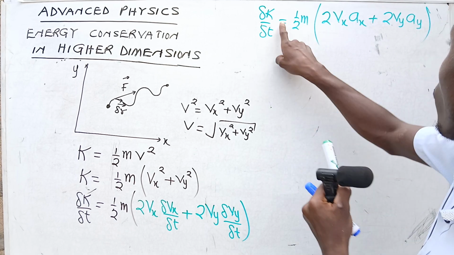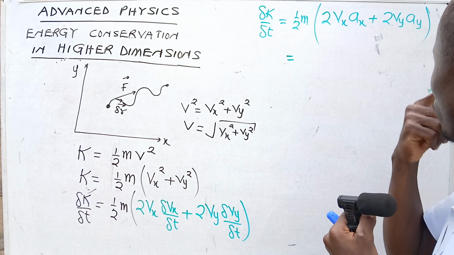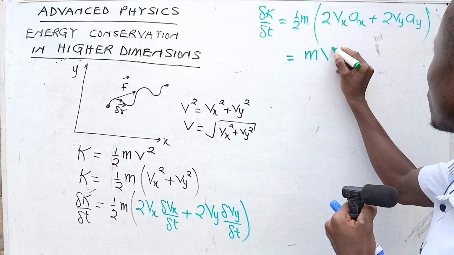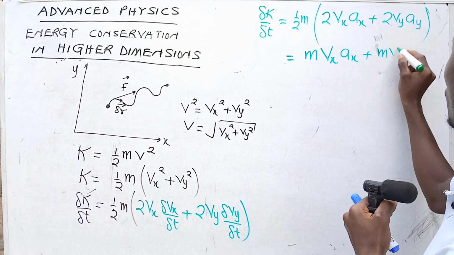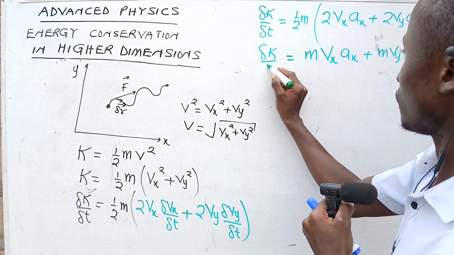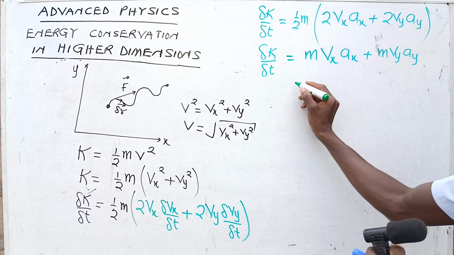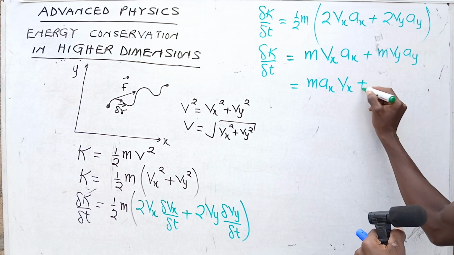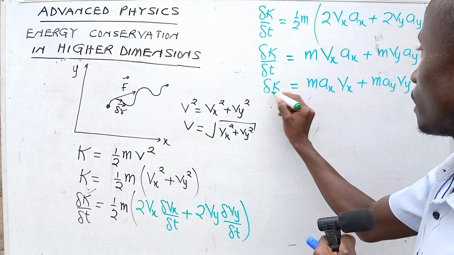Now pushing the half throughout, and then every other parameter into the bracket, we have m vx times ax plus m vy times ay. That is a change in the kinetic energy with respect to time, dK/dt. Now rearranging, we have m ax vx plus m ay vy. That is dK/dt.